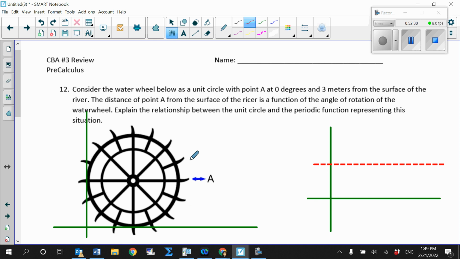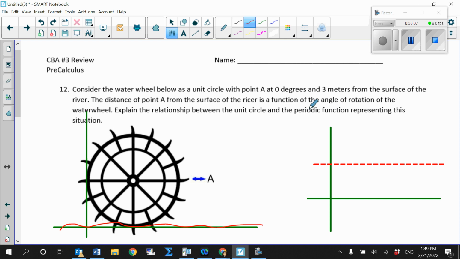This one is also similar to what we just did. Consider the water wheel below as a unit circle with point A at 0 degrees and 3 meters above the surface of the river. Let's say this is the surface of the river here. So we also consider our coordinate plane here, and at this point is 3 above the surface. The distance of the point A from the surface of the river is a function of the angle of rotation of the water wheel.